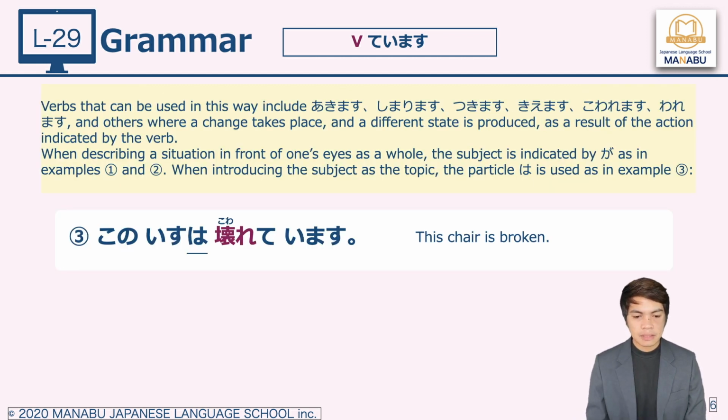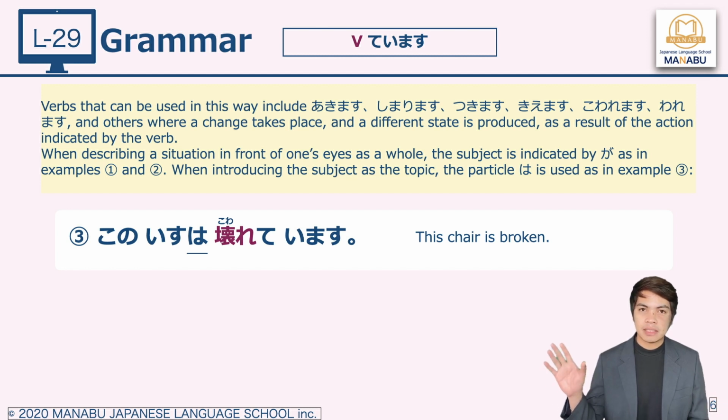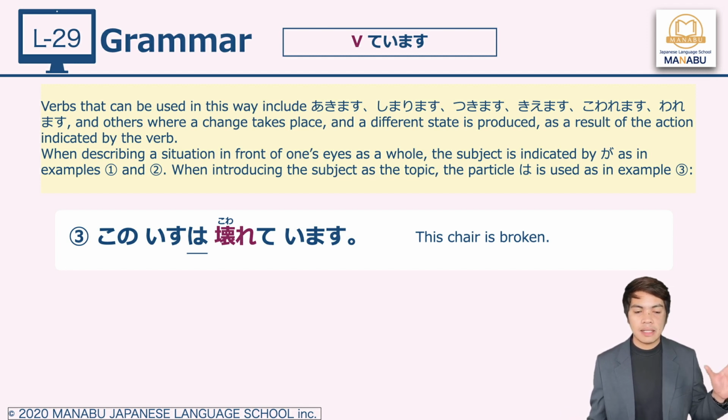Next example. So verbs that can be used in this way are verbs like akimasu. Akimasu means to open. Shimarimasu means to close. Tsukimasu means to turn on. Kiemasu means off or disappear. And kowaremasu and warimasu both mean broken. But kowaremasu means something that stops working, like machines. And warimasu, something that is broken, like glass.